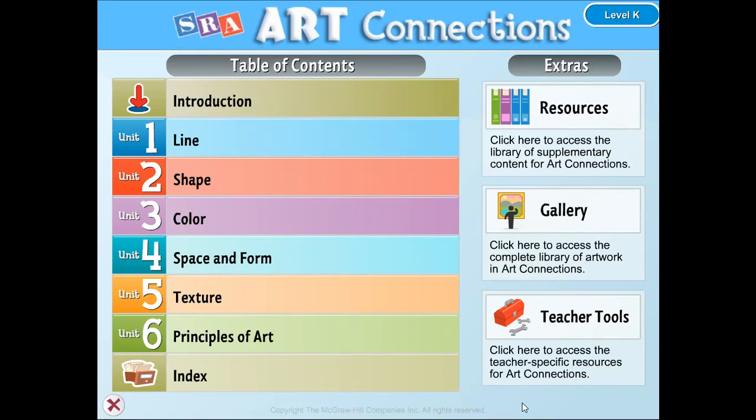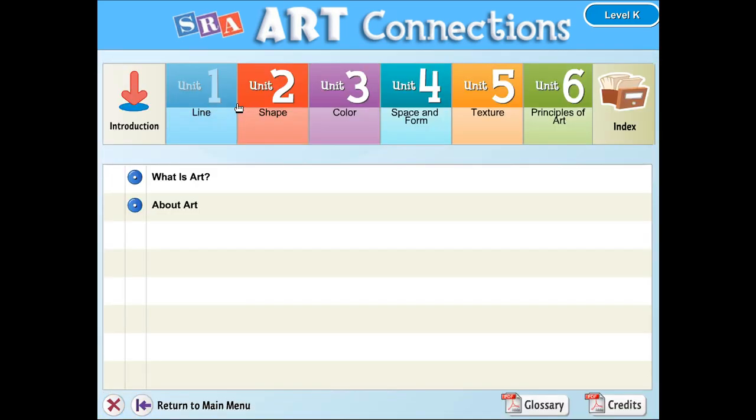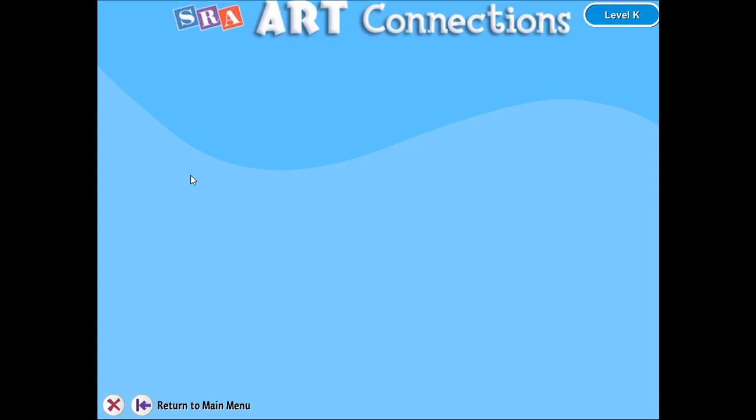We're going to be doing art online using our SRA Art Connections. I'm going to try to post one of these every week for you to look at, and we're going to review some of the things that we've already learned this year. So let's start out with our introduction, and let's talk about what is art.